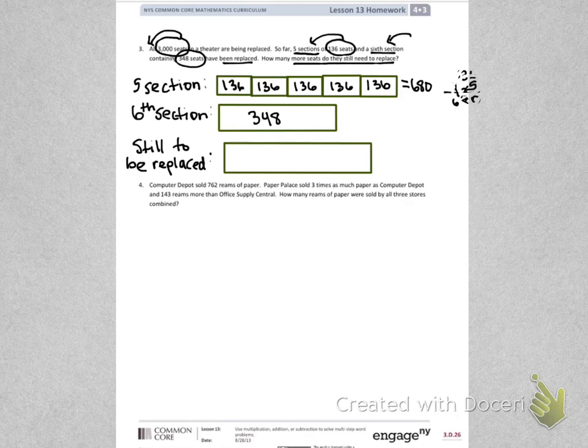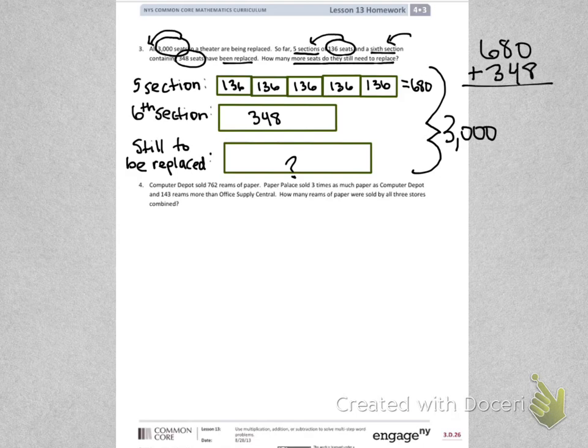So I'm going to erase this little bit of math and see what we need here. We need this all together to equal 3,000 seats. So let's add up what we have, subtract it from our total of 3,000, and that will give us our question mark of still what needs to be replaced. So off to the side, I'm going to work out the math. I have 680, and I'm going to add that to 348, because that's the total that's been replaced so far.